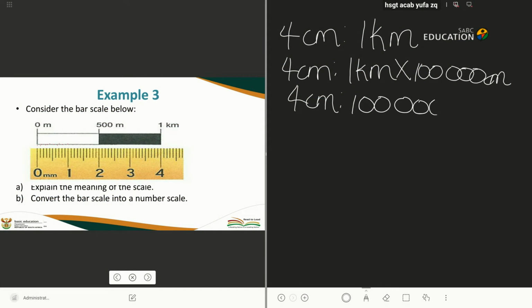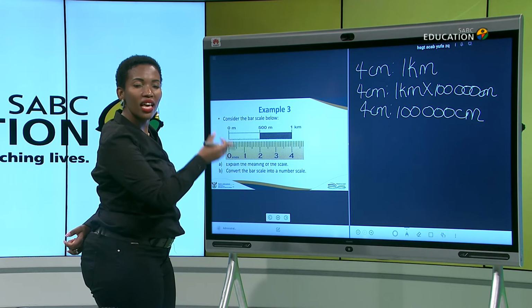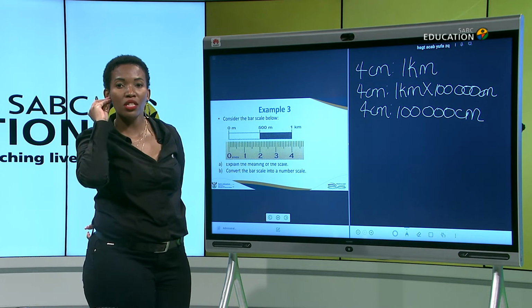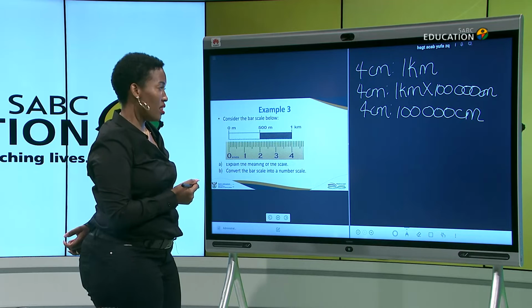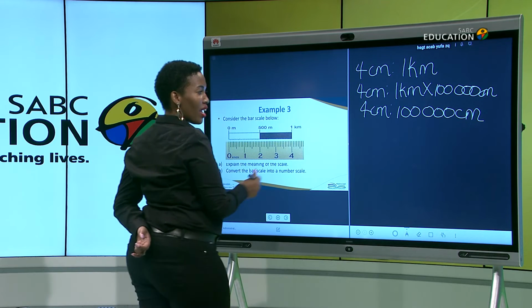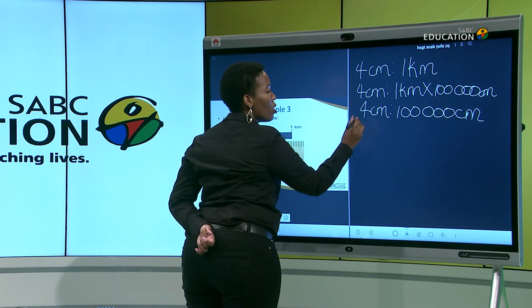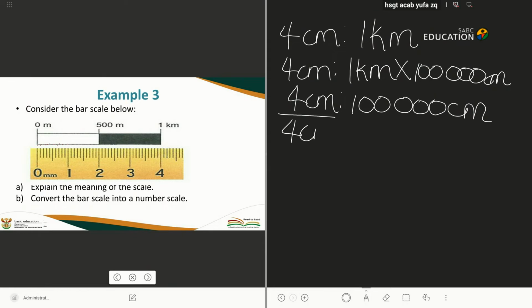It's 100,000 what? Centimeters. And now the second question that you must ask yourself is, is it in its simplest form? No, we still have 1 is to 100,000. It means we can still simplify this further. So how do we simplify? We want to be left with 1 here. So we are going to divide by 4 centimeters. Divide this side by 4 centimeters. So the centimeters cancel. 4 and 4 cancel. I'm left with 1 is to 100,000 divided by 4.